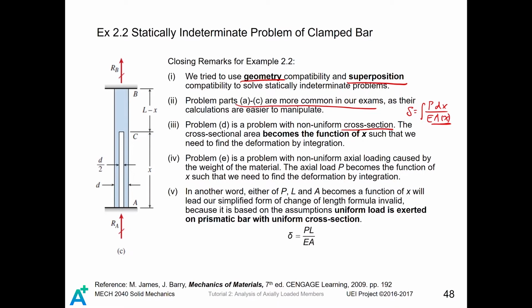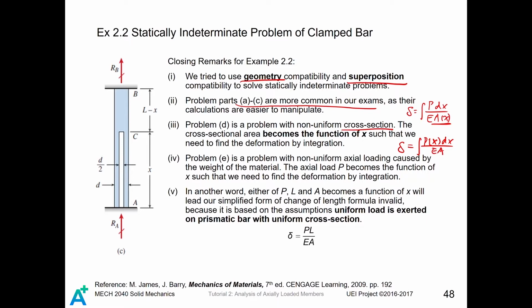That means you have to integrate this function with respect to x so that you can find the deformation. For problem E, Ax, although it's not a function of x, but P is a function of x. So for problem E, you should use this formula. The deformation equals the integration of P(x) dx divided by EA.